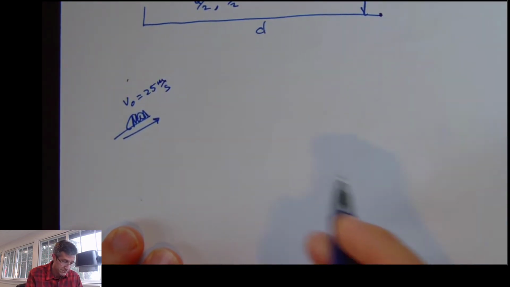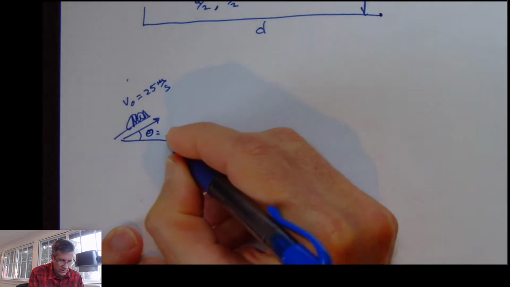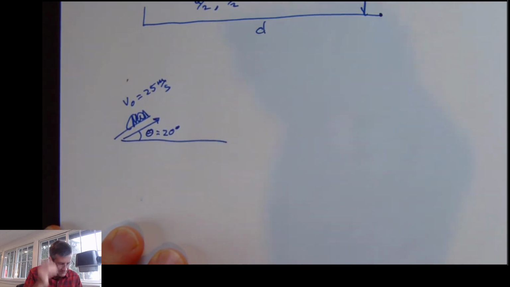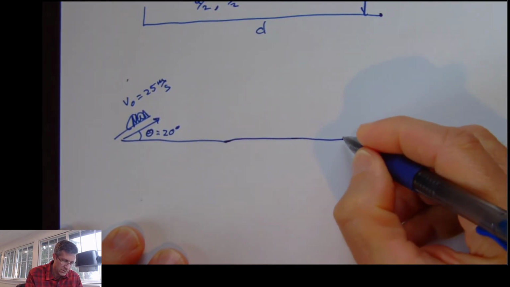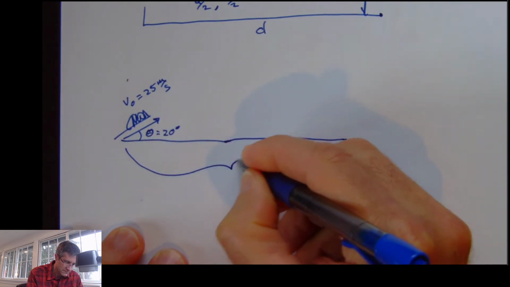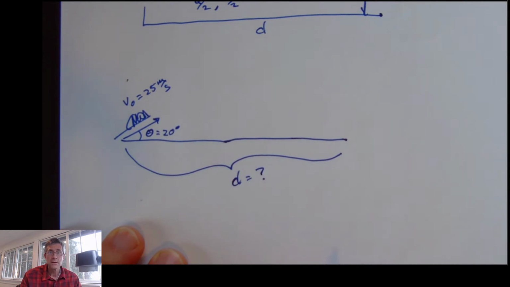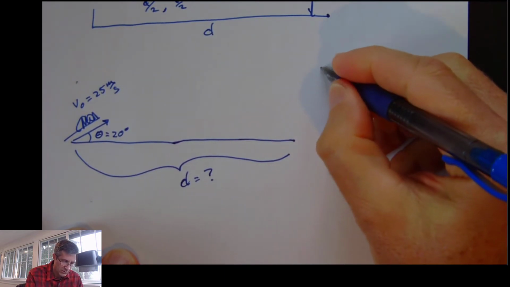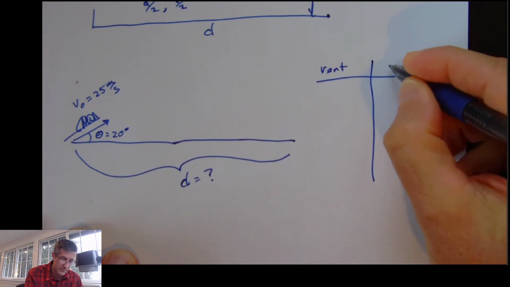I'm going to throw him up at some angle to the ground. I don't know, say 20 degrees. He's going to travel, and I want to know how far he's going to go. Again, I'm going to separate this into 2 dimensions. I'm going to have my vertical dimension, and I'm going to have my horizontal dimension.